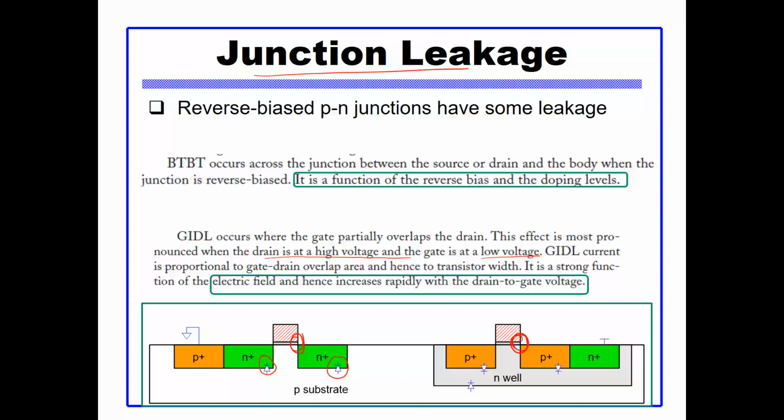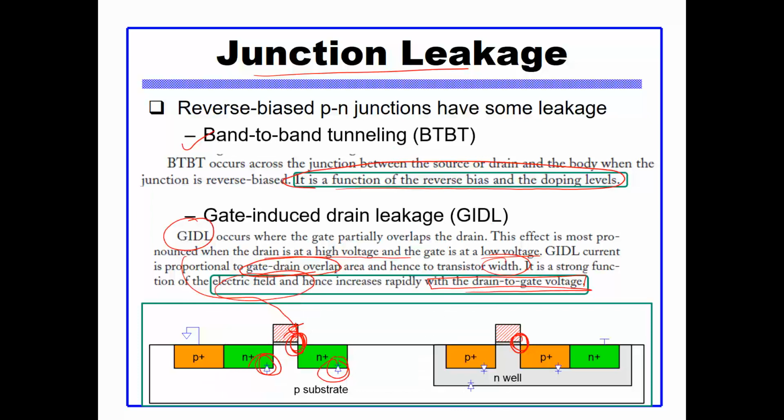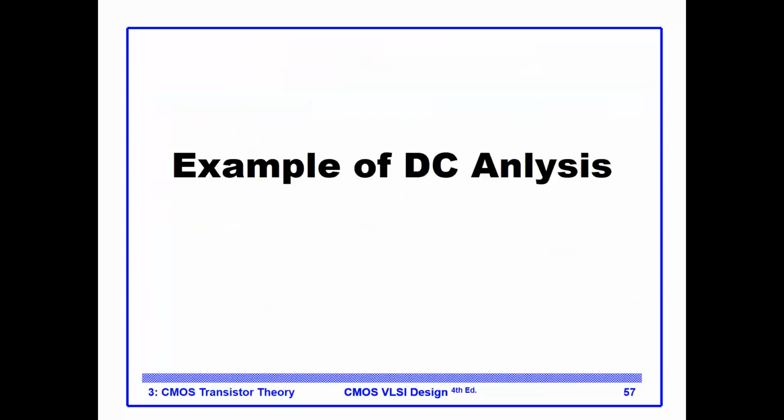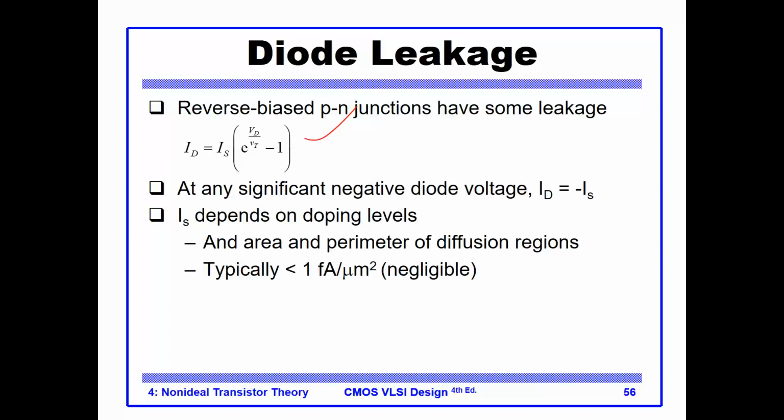from the gate to the drain. This current is proportional to the overlap area and the transistor width, because it increases the overlap area. It's also a function of the electric field, and rapidly with the drain to gate voltage. The band-to-band leakage is a function of the reverse bias and the doping levels. Okay, so band-to-band is because of these reverse biases, and gate-induced drain leakage is because of this overlap area between the drain and the gate. This is the reminder of the reverse bias diode that you covered in your electronics class.